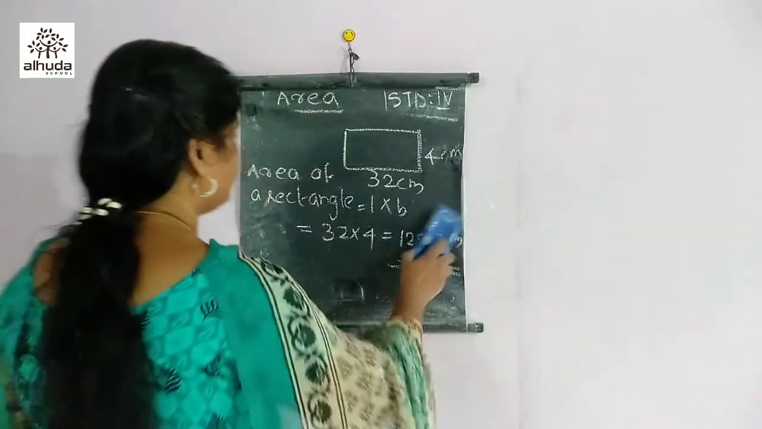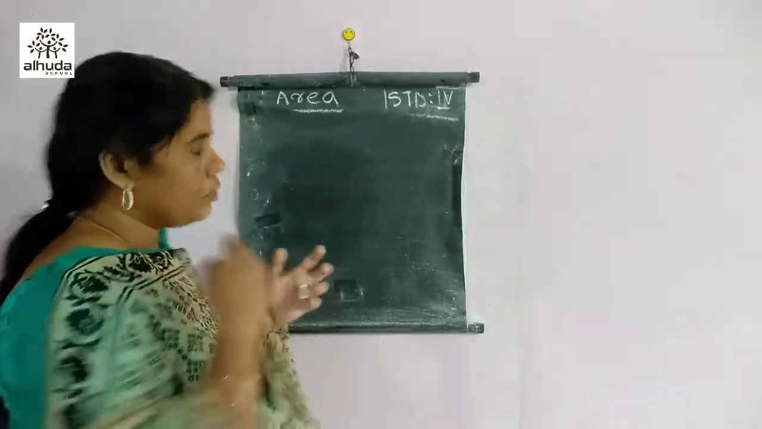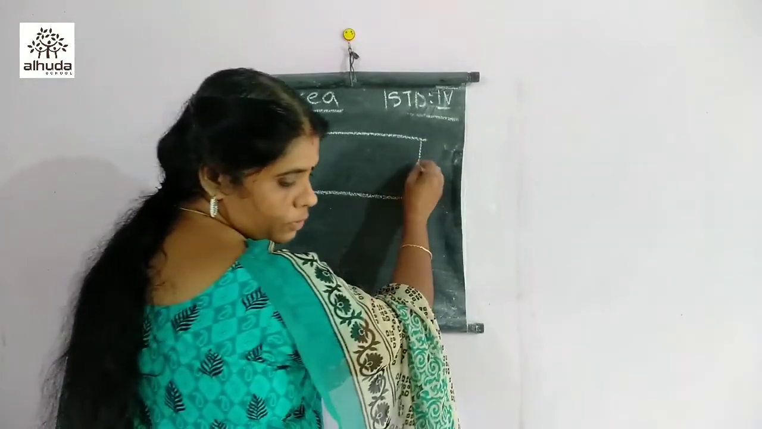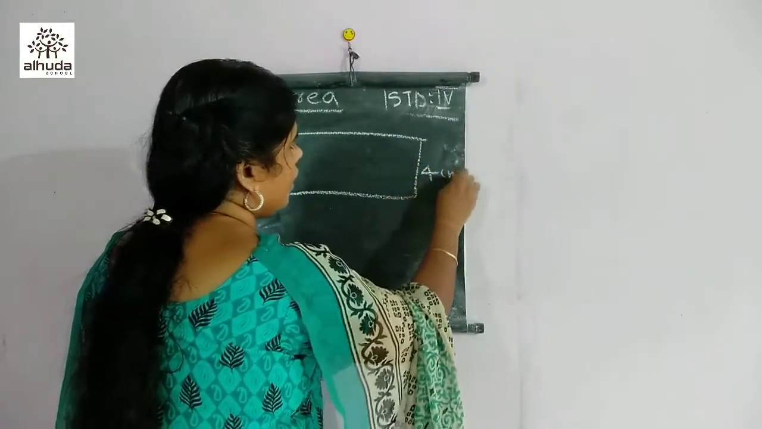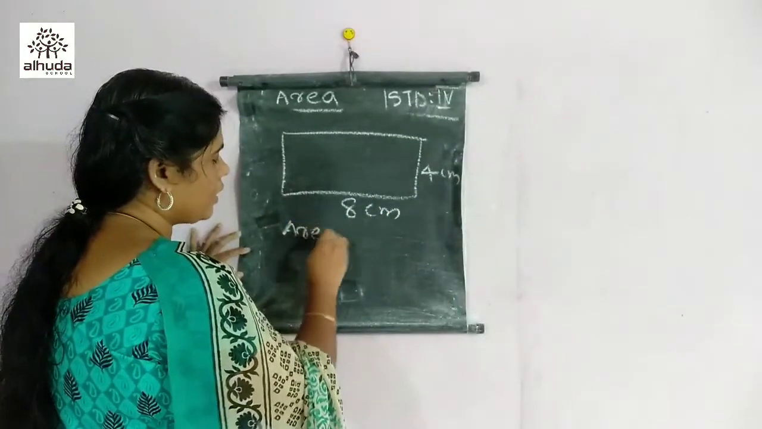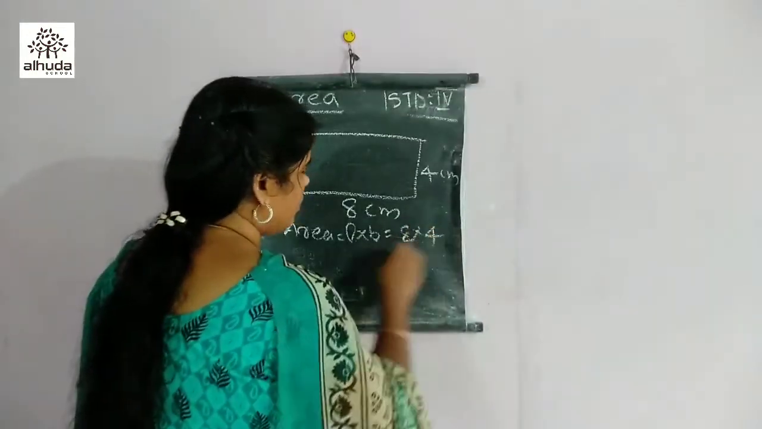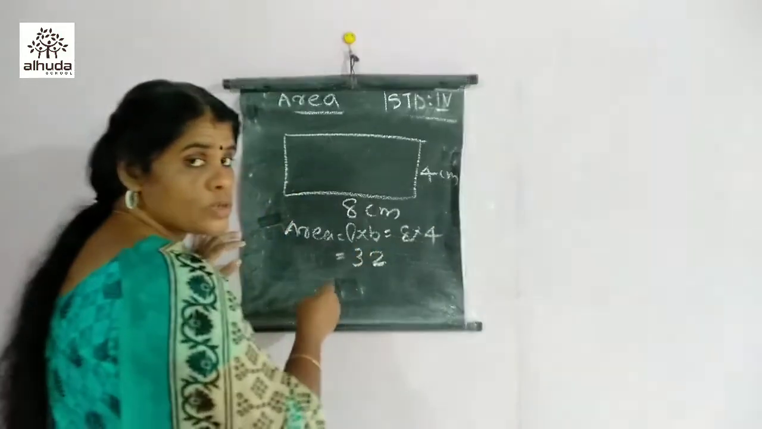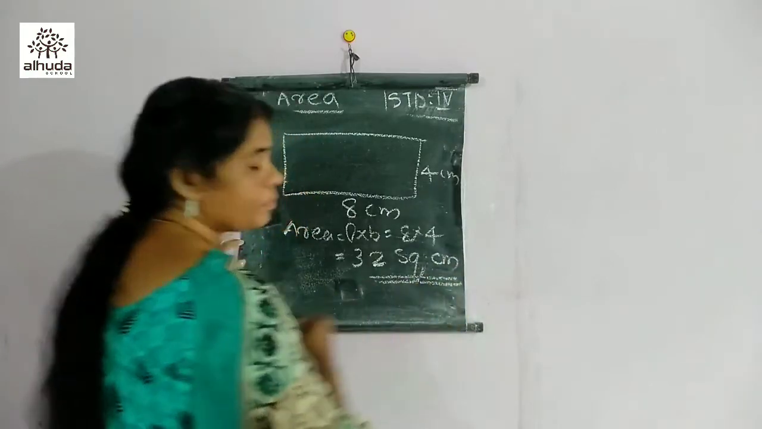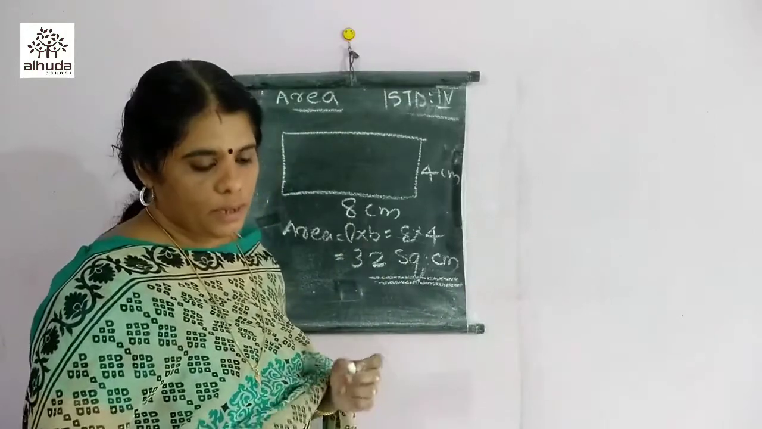Next question. A rectangle is given, and here the width is 4 centimeter and the length is 8 centimeter. So the area of that rectangle is equal to length into breadth, which is 8 into 4, equal to 32 square centimeter. Square centimeter. Okay.